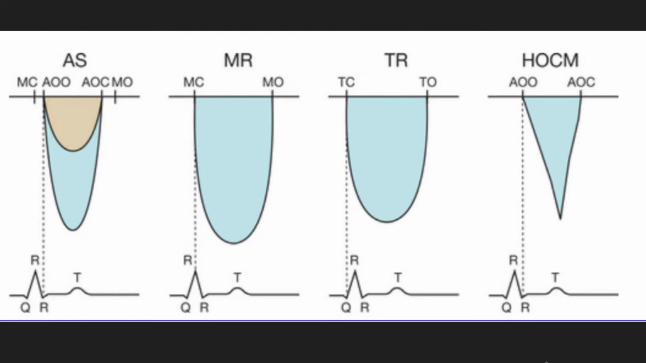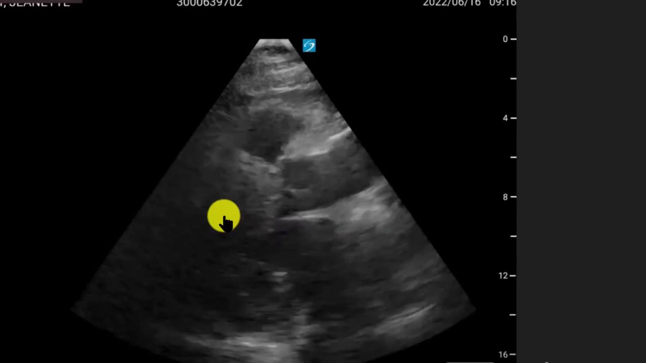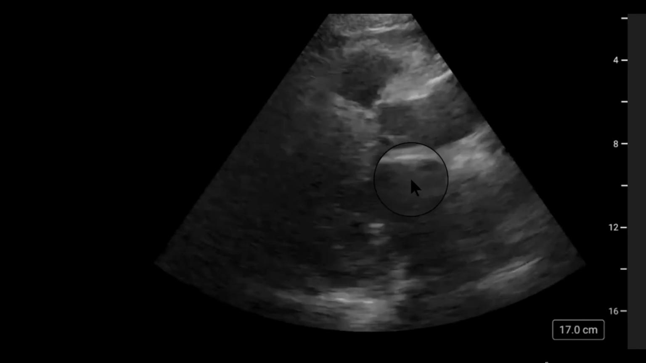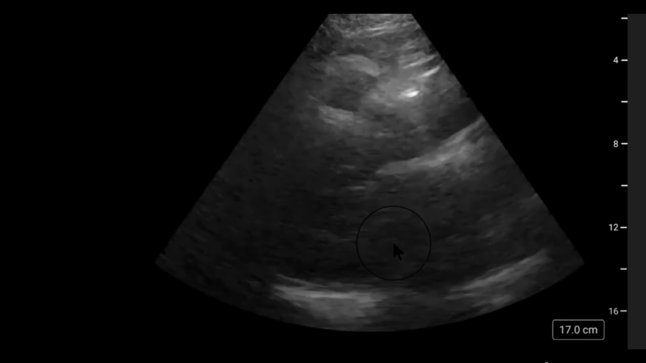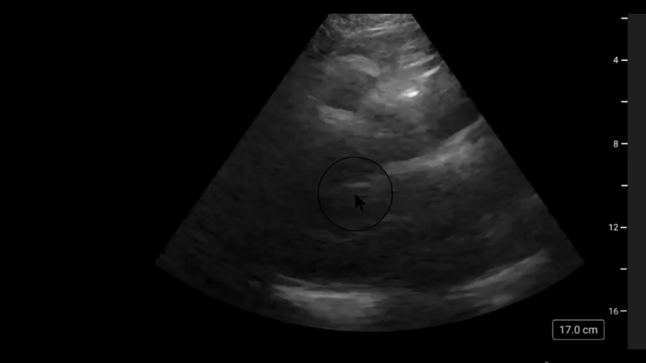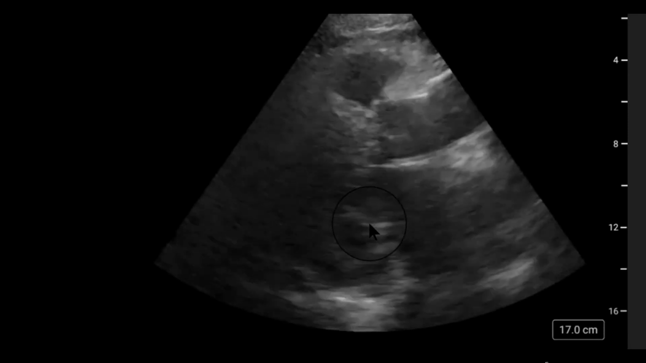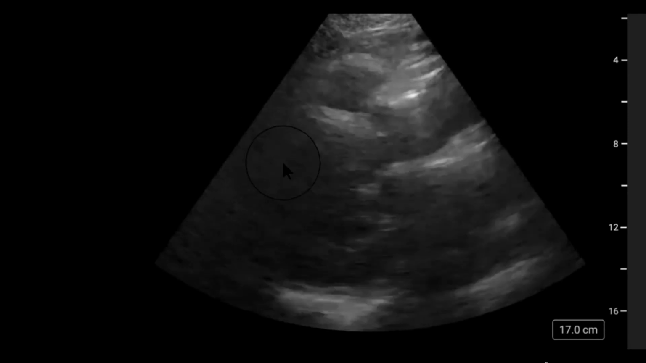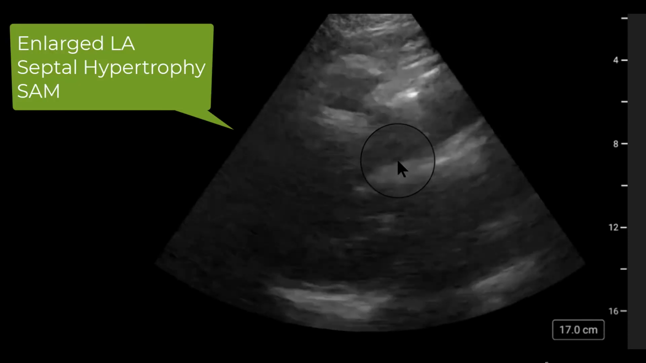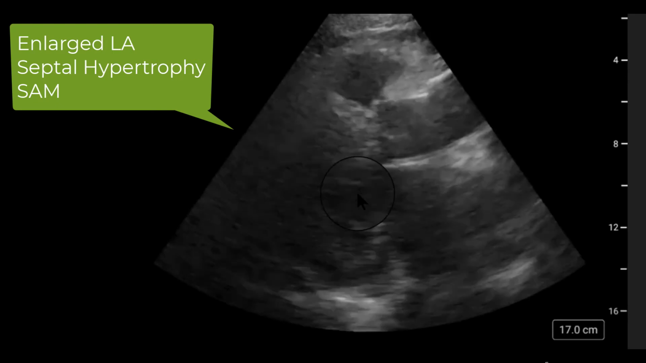Okay, let's look at our study now. This was the parasternal long axis. We can see an enlarged left atrium. We can see the mitral valve, anterior and posterior leaflets. We can see this very hypertrophied septum, and we can see thin, pliable aortic valve leaflets that are opening well.